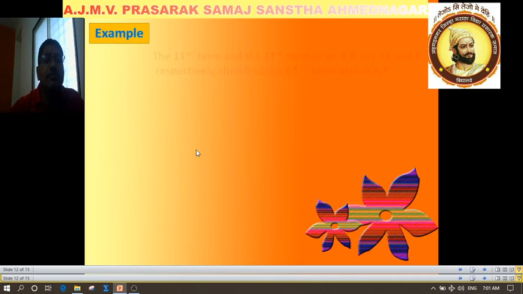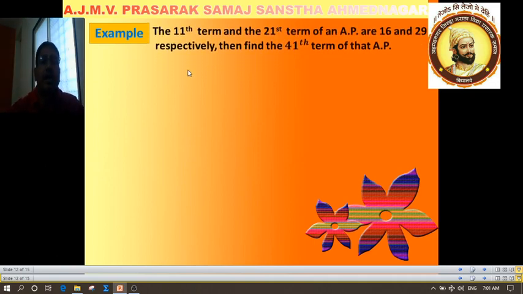Next example. The 11th term and 21st term of an arithmetic progression are 16 and 29 respectively. Then find the 41st term of that arithmetic progression. See here, we are given the 11th term and 21st term.